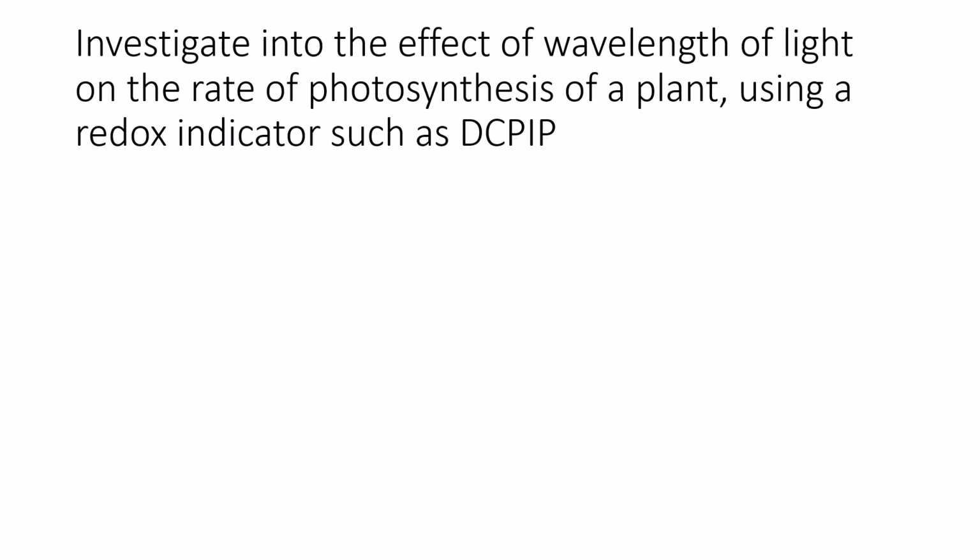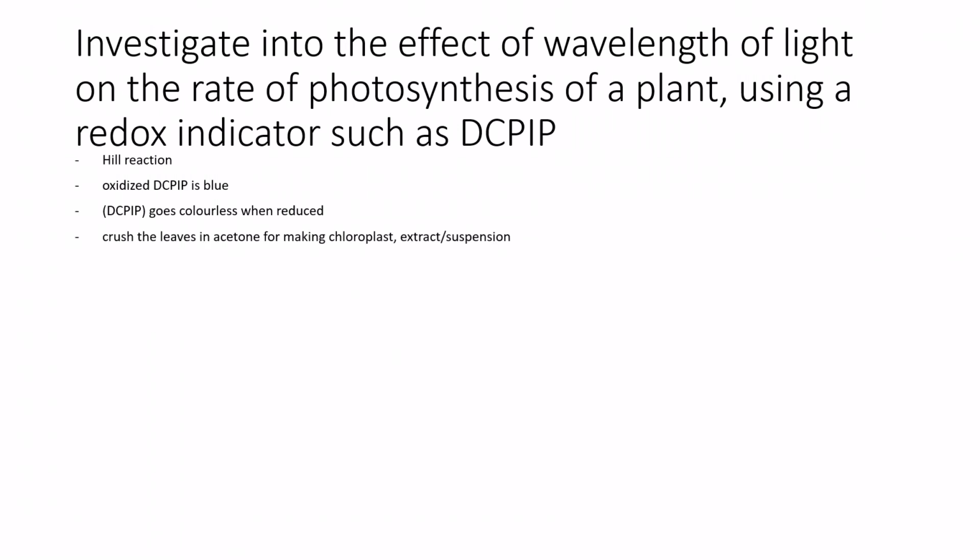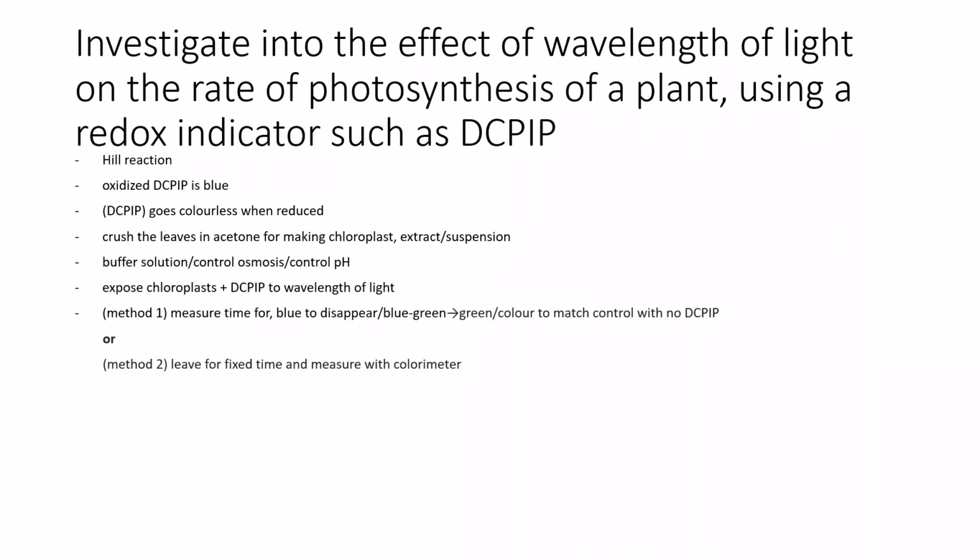To investigate the effect of wavelength of light on the rate of photosynthesis of a plant using redox indicators such as DCPIP, you can use the Hill reaction. Oxidized DCPIP is blue, and it would go colorless when it is reduced. First, you would have to crush the leaves in acetone to make chloroplast extract. Then, expose the chloroplast and DCPIP to a wavelength of light and measure the time taken for blue to disappear.